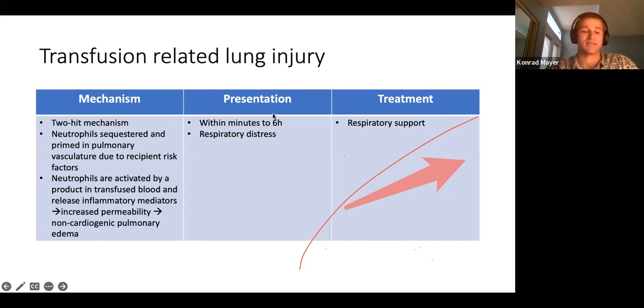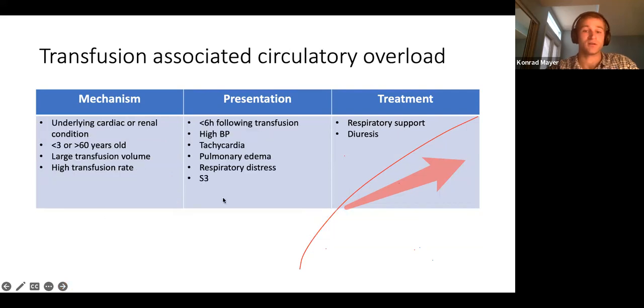But usually it presents after transfusion and they're breathing heavily and people are like, what's going on? And it is important to distinguish this from the next reaction, but transfusion-related lung injury only requires respiratory support. Very important to realize because it does have a high fatality rate, so do not underestimate it. Moving on to the other one that presents with respiratory distress, transfusion-associated circulatory overload.